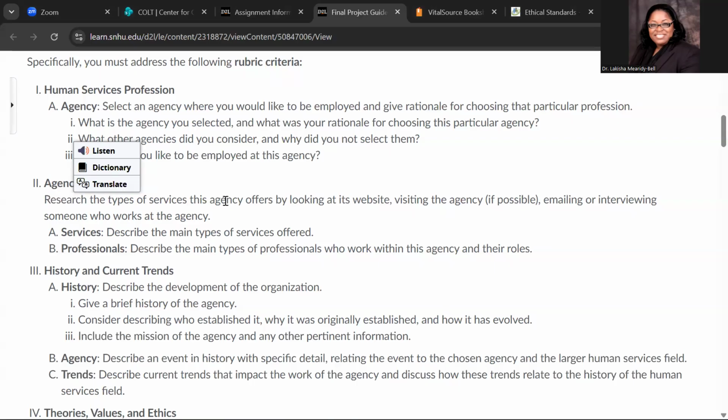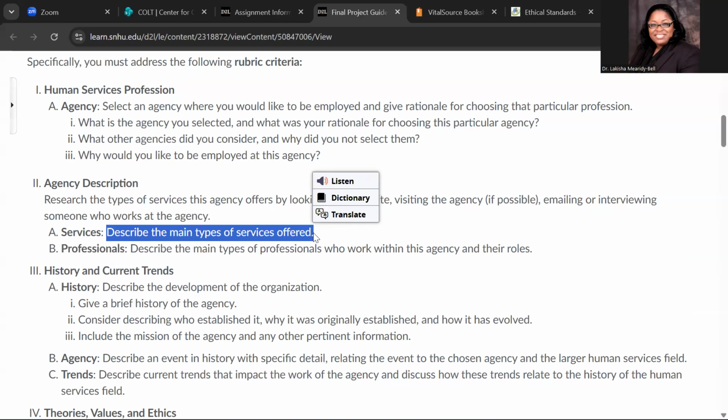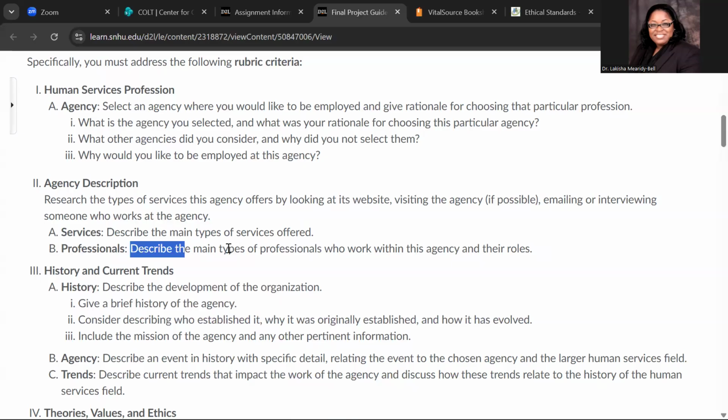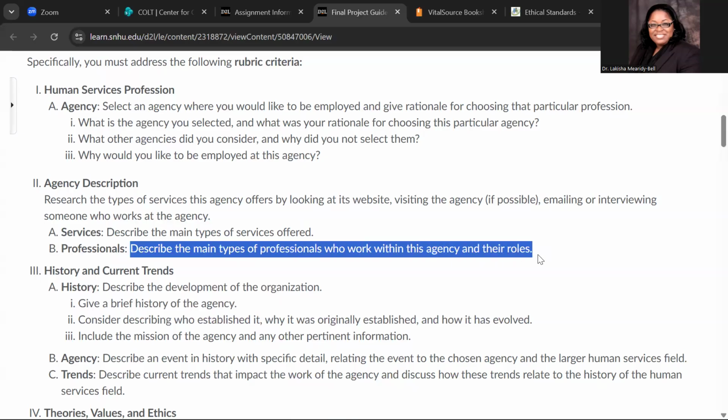So research the types of services this agency offers, looking at its website, visiting the agency if possible, emailing or interviewing someone who works at the agency. Remember, you had to create some interview questions. What you're going to do is take those questions plus the discussion that you had to do, I think in chapter 5, where you had to go back and talk about the stages of the helping process after you created those questions, and describe the main types of services offered. So actually describe what the agency does. And then, as you have done before, identify the professionals that work within the roles.